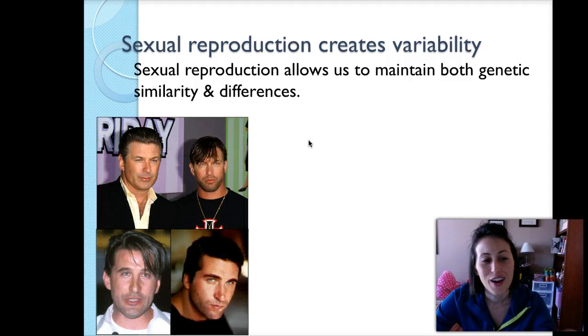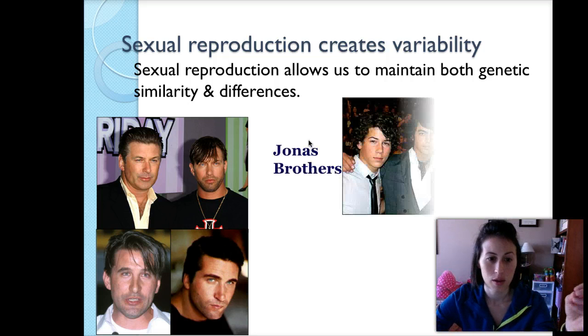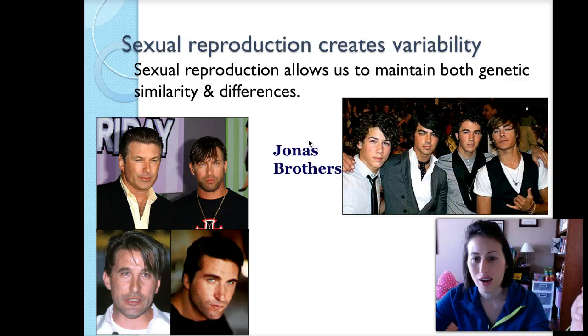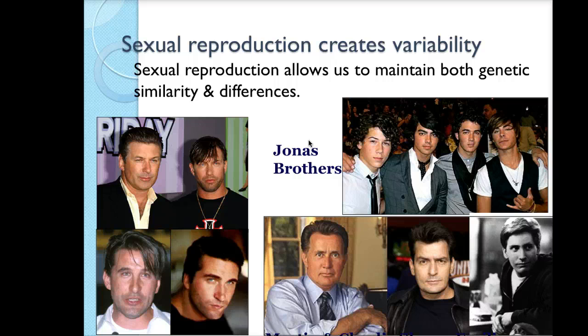If you see here are the Baldwin brothers, you can tell that they're related. They all have very similar features, but they have their distinct differences as well. Here are the Jonas brothers. Again, you can tell they're all related. They all have their distinct features. And here is, I don't know if you know most of who these are. I'm sure you know who Charlie Sheen is. But here's Martin Sheen, his dad. Here's Charlie Sheen, and this is Martin Sheen's other son, Emilio Estevez. They are half brothers. But you can see that they all have similar traits that they share, even though they have distinct differences as well.